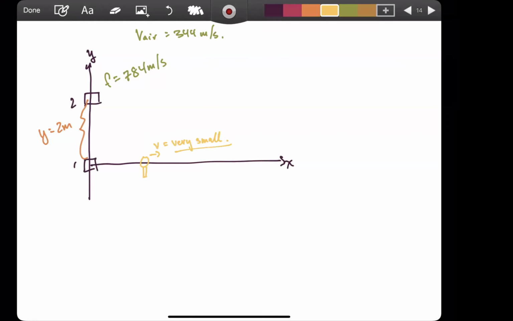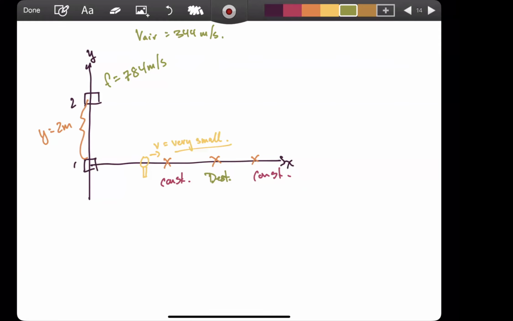So we want to know at what distances along this x-axis there will be destructive and constructive interference. For example, at what locations, let's say here, here, and here, am I going to get constructive interference? And then another constructive interference. And then where am I going to get destructive interference? Okay, so what are the locations at which this happens?